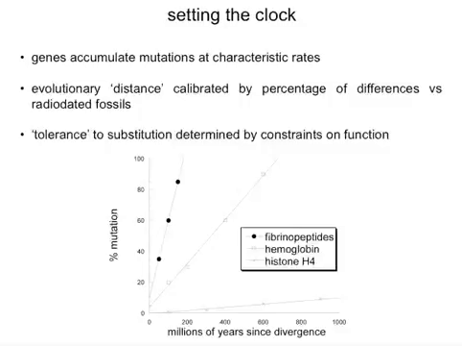So how do we set the clock? Well, we can calibrate change in observed sequences by the divergence of organisms based on radio dating of fossils. So we can touch base here with evolution on the geological timescale by radio dating fossils in different strata, and trying to compare that with what we think we know about how organisms have diverged.